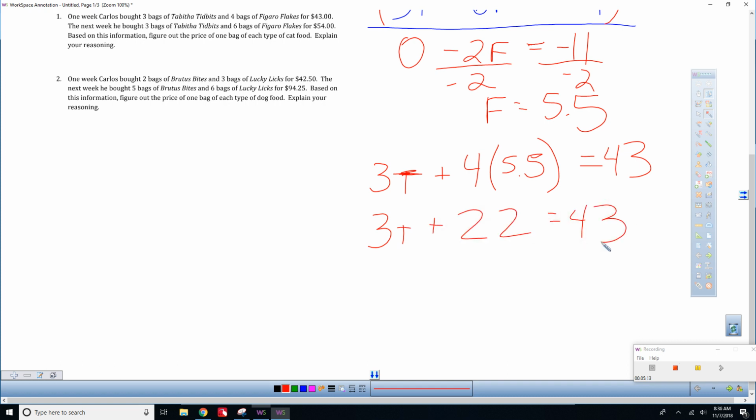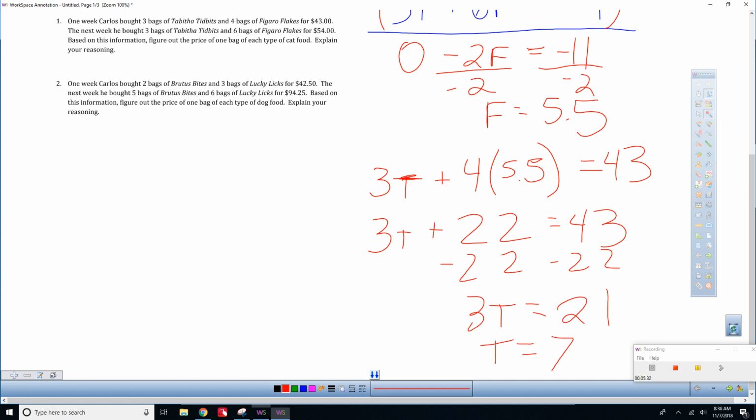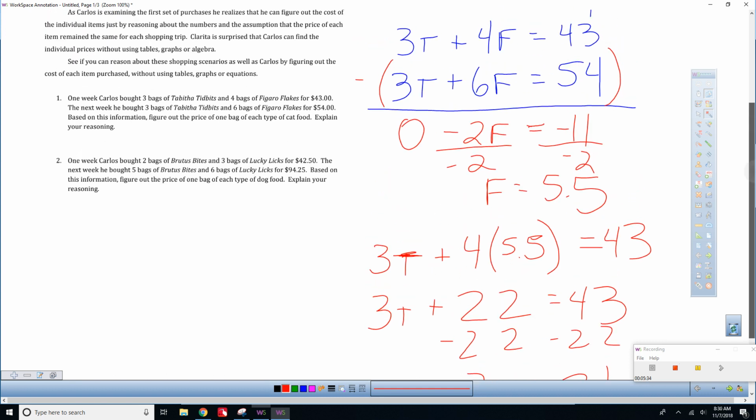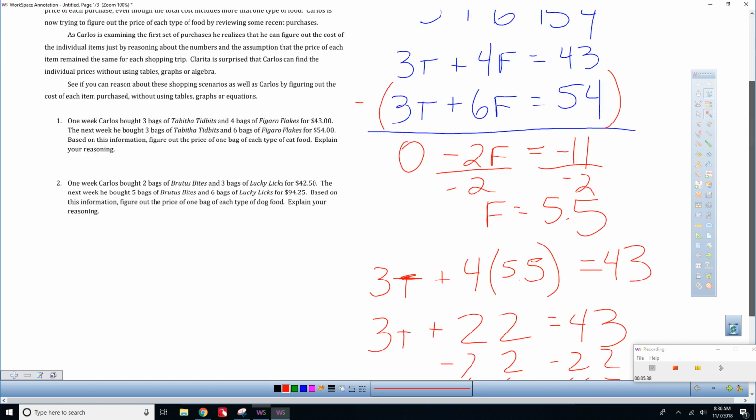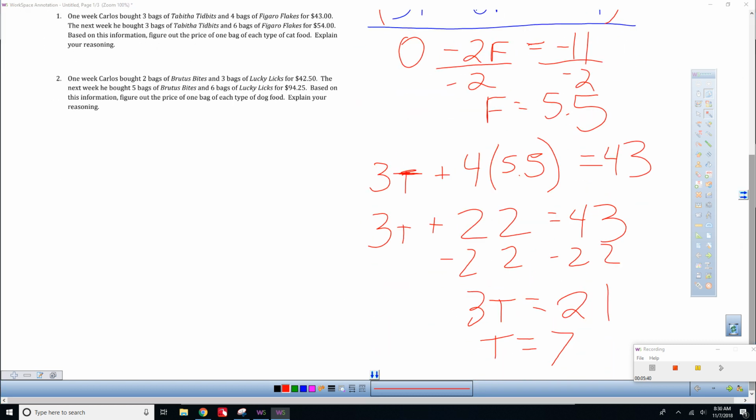Next step, subtract 22 from both sides. That's 21. Not 11. Divide by 3, and t is 7. Okay? So you got the cat food, Figaro's was $5.50, and Tabitha's was 7. Okay?